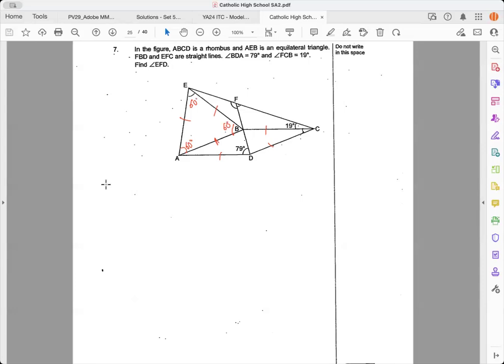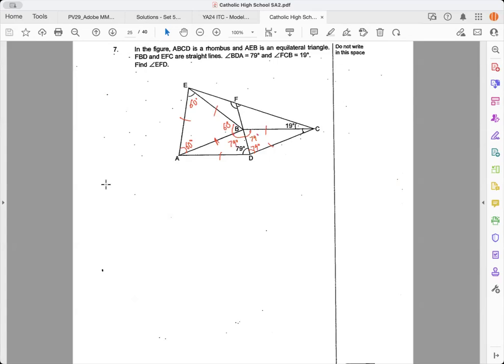Okay, these are equilateral triangles. FBD and EFC are straight lines. Angle BDA is 79. Angle FCB is 19. Okay, so this will be 79 also. Take note, because they are isosceles triangle, this will also be 79. Because of rhombus. In the rhombus, the diagonal cuts the angle equally into two equal parts. Okay. What else?